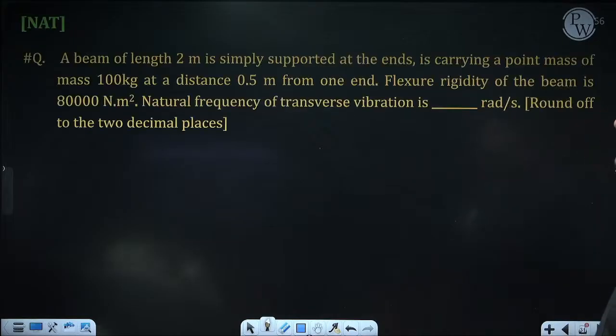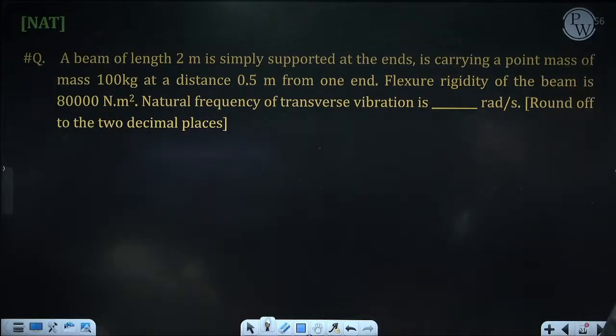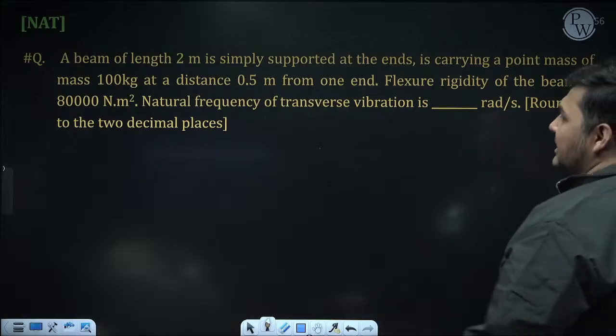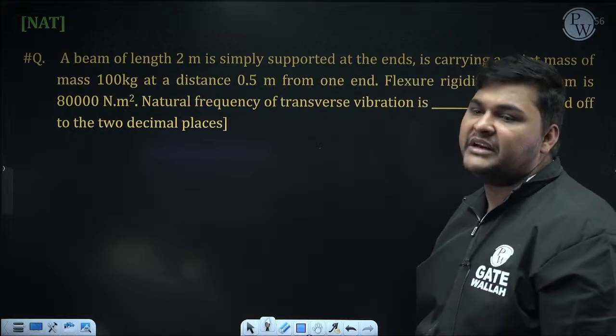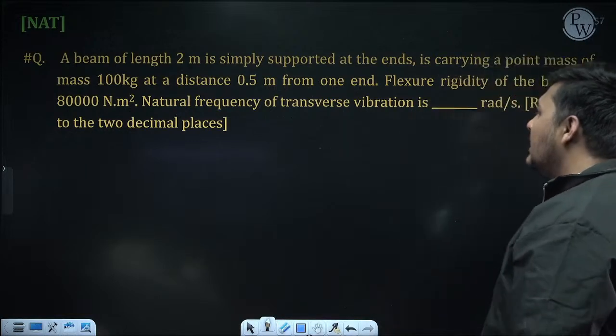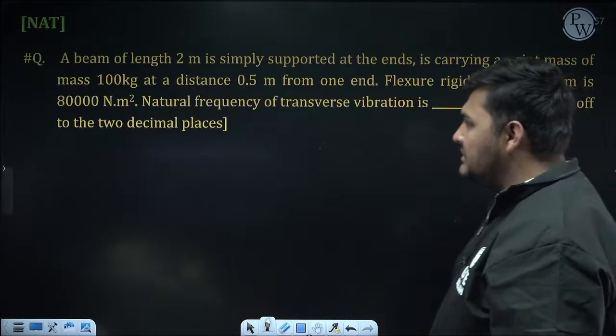A beam of length 2 meter, simply supported at the ends, is carrying a point mass of 100 kg at a distance 0.5 meter from one end. Flexure rigidity of the beam is 80,000 Newton meter square. So directly the product of E and I is given, and it is given in SI unit. Then the examiner is asking the natural frequency of transverse vibration in radian per second.